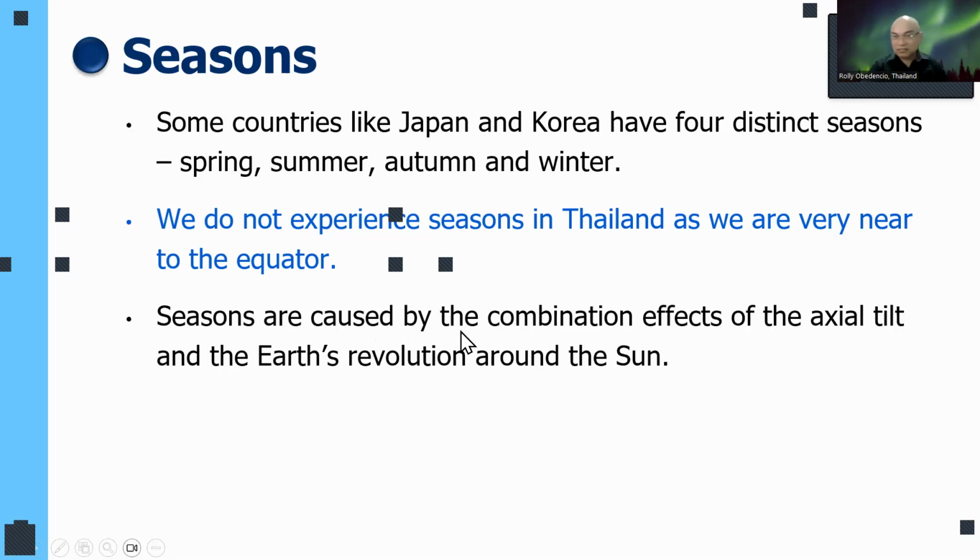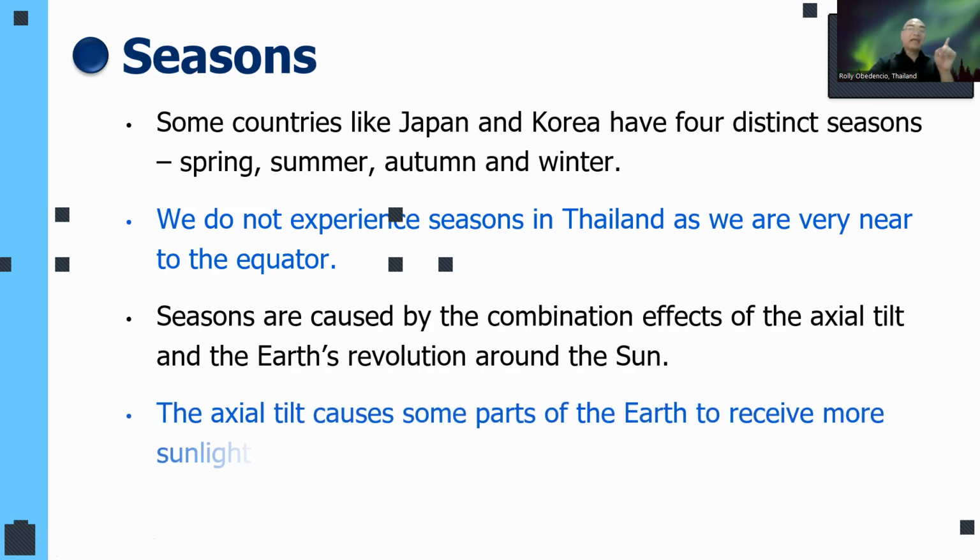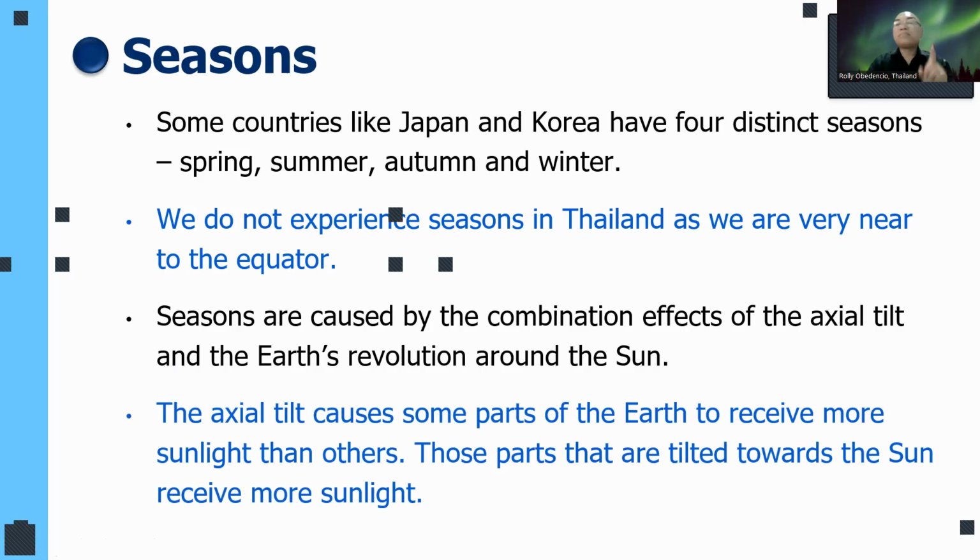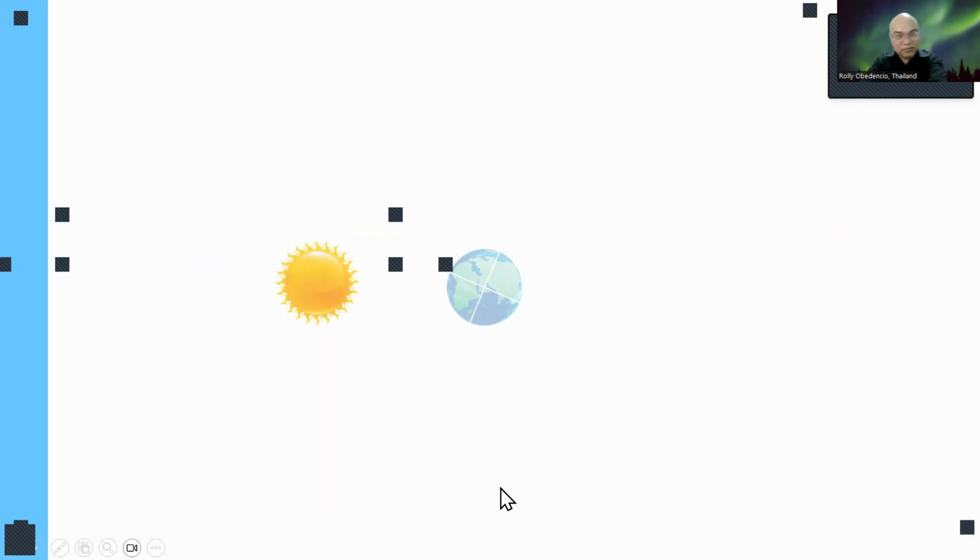Seasons are caused by the combined effects of the axial tilt and the Earth's revolution around the sun. The axial tilt causes some parts of the Earth to receive more sunlight than others. Those parts that are tilted towards the sun receive more sunlight. I will explain to you what it means.